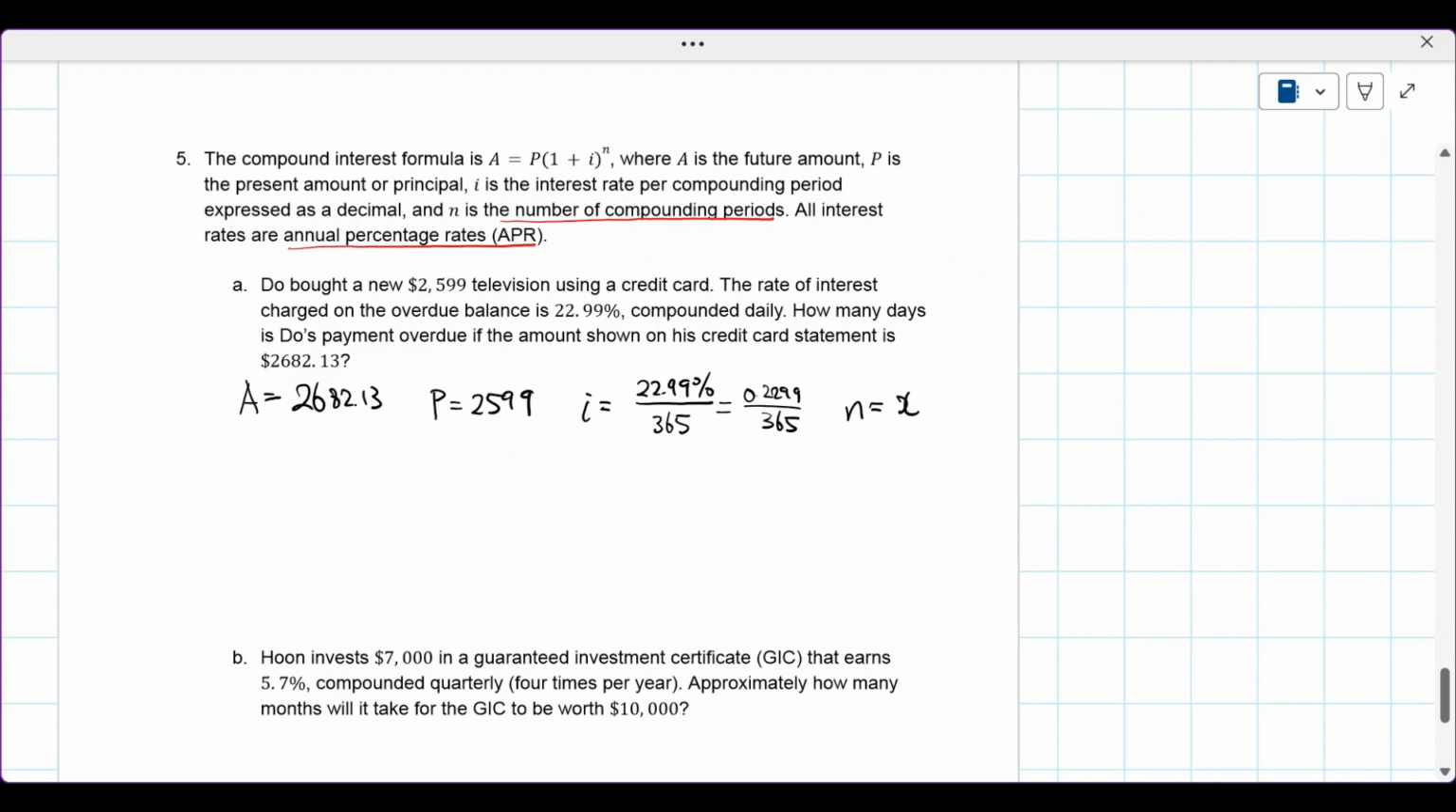So now let's put it into an equation. 2682.13 is equal to 2599 times (1 plus 0.2299 divided by 365) to the power of x. Right off the bat, I have my variable in the power position, so it feels like we need to use some kind of logarithm to solve this question. First thing, let's isolate x one by one. I think we need to divide both sides by 2599.